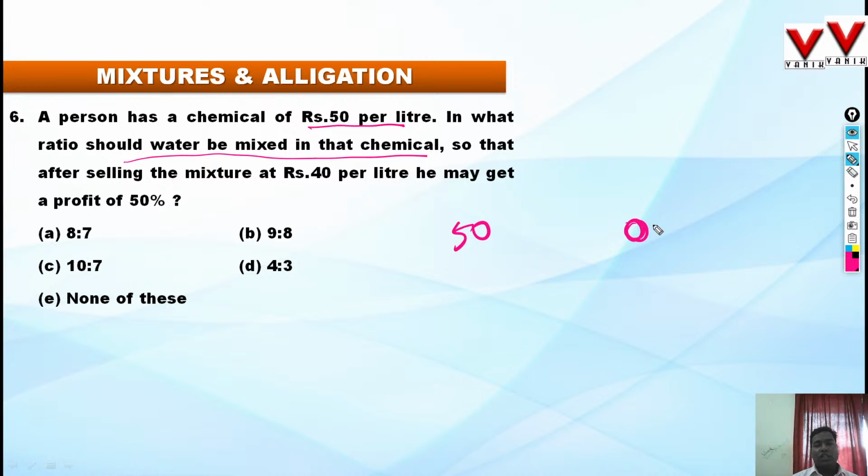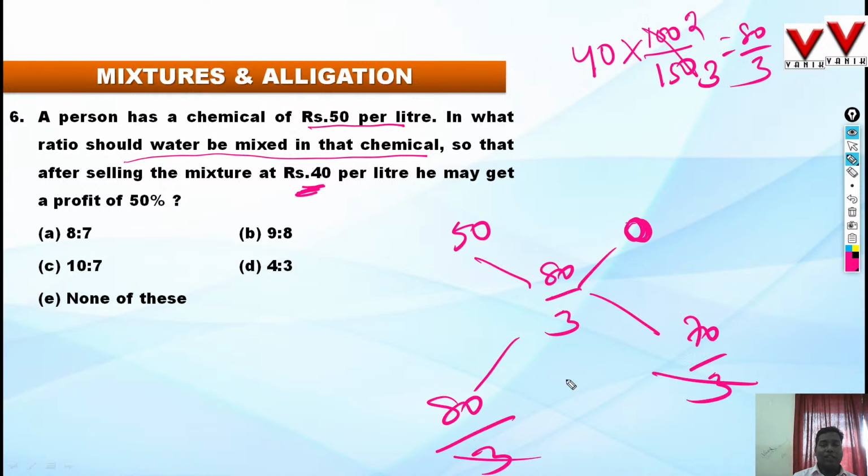In 40 rupees he makes 50% profit. The cost price is equal to 40 times 100 by 150, which is 80 by 3 rupees. So I write the mean value here as 80 by 3. 50 minus 80 by 3 is 70 by 3. Then 80 by 3 minus 0 is 80 by 3. The 3 cancels, so 80 is to 70, that means 8 is to 7. Option A is the correct answer.